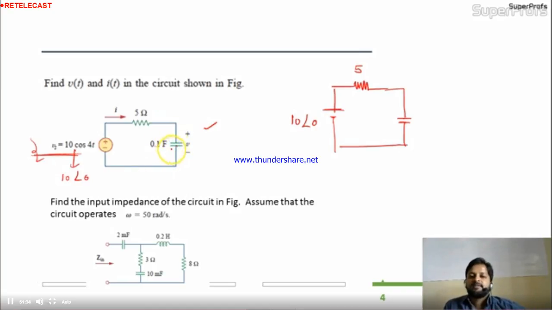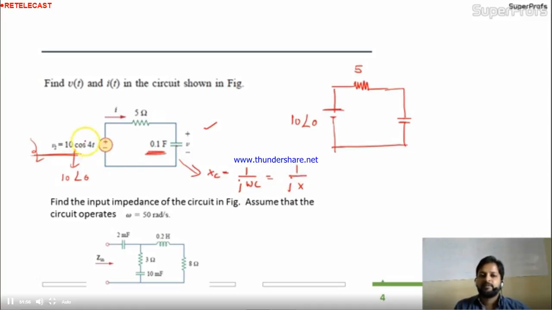I need impedance or capacitive reactance. I do not need the capacitance itself; I need a resistance-like quantity, the resistance equivalent of the capacitance. So can I convert it? Yes, I can. Xc is nothing but 1 by j omega C. What is omega? Omega is given as 4 over here. What is C? 0.1. So this is 10 by 4j, which is 2.5 by j, which is minus 2.5j. So I can replace the capacitor with minus 2.5j.